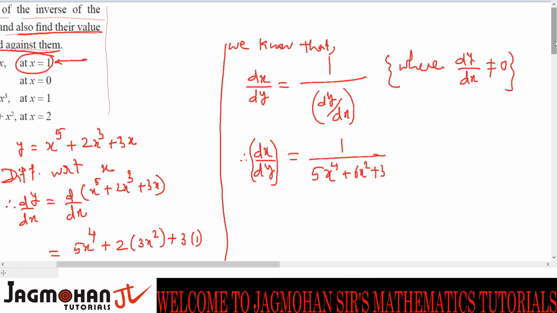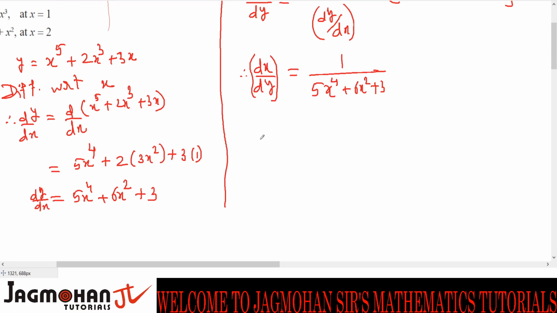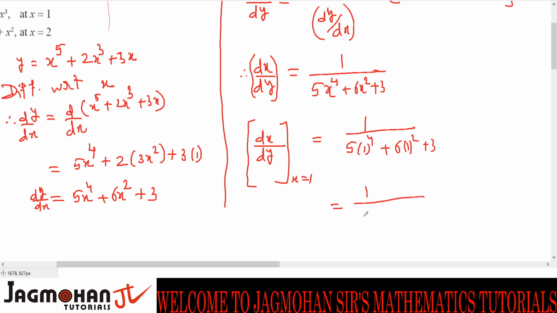The way to write this is dx by dy at x equals 1. Dx by dy, enclose this in a bracket, and at the bottom write x equals 1. So what you will do? Here you will put x as 1. So 5 into 1 raised to 4 plus 6 into 1 square plus 3. This is equal to 1 upon 5 plus 6 plus 3, that is equal to 1 upon 14. This is the answer. I hope you all have understood.